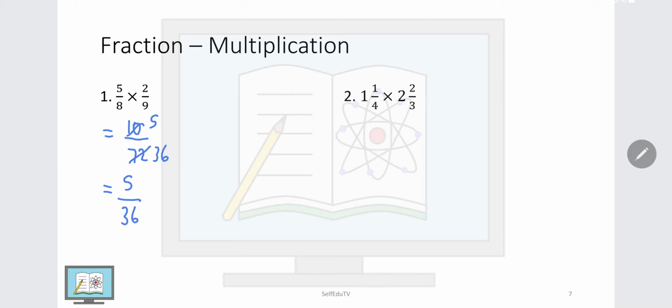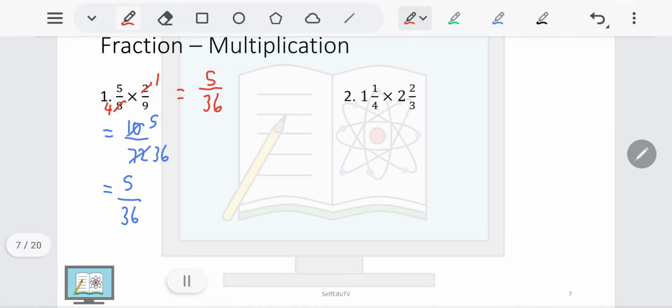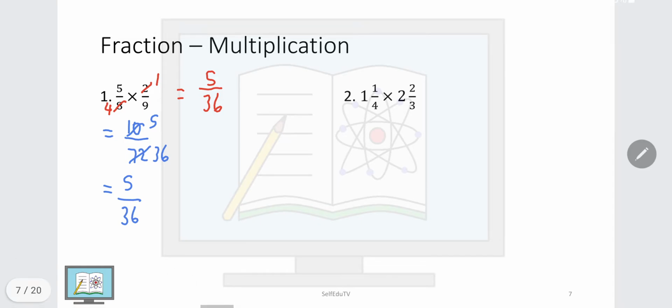Actually, before you multiply, you can simplify it first. Okay, so just divide by 2, here will be 1, divided by 2, here will be 4, then only you multiply. For the second one, so just change it to improper fraction and then carry out the multiplication as usual.